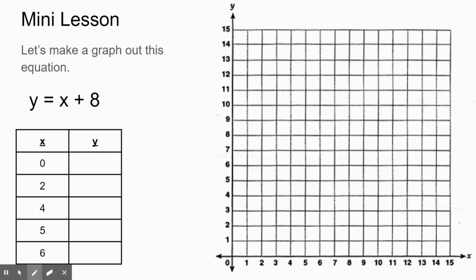So I've already made a table. I've picked out my independent variables, and we're going to have to fill this in first. So just like we did in the previous video, we're going to figure out what is y when x is equal to 0 and 2 and 4 and 5 and 6. So, for example, y is equal to 0 plus 8. So if x is 0, y is going to equal 8. If x is 2, y is going to equal 10. If x is 4, y is going to equal 12, 13, and 14.